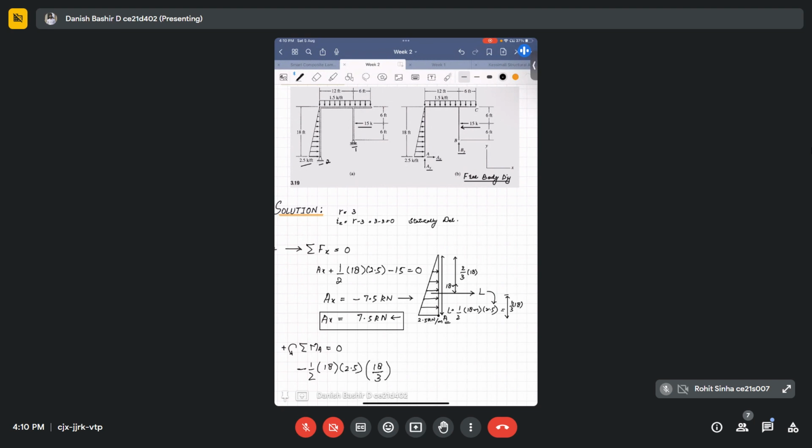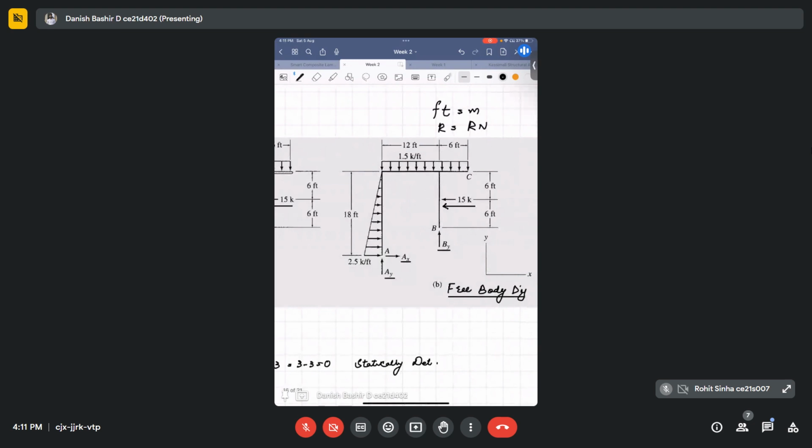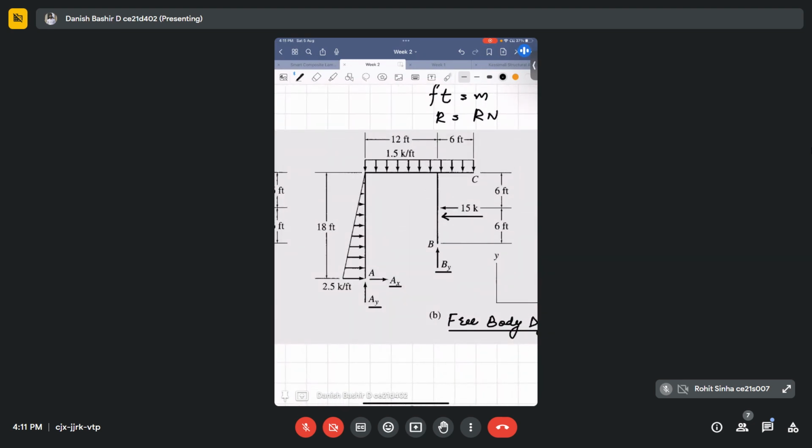How will we calculate this? If you see, we have to convert this into an equivalent load. This 15 kilonewton will be acting somewhere here. The total distance is 12 plus 6, 18. So it will be acting at a perpendicular distance from point A of 9 meter. And the total load will be equal to 1.5 multiplied by 18.